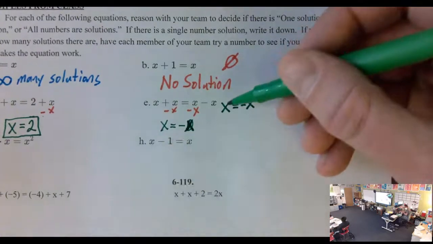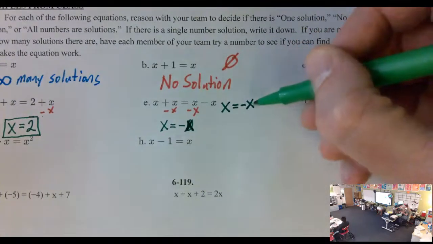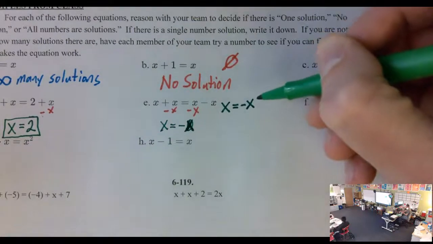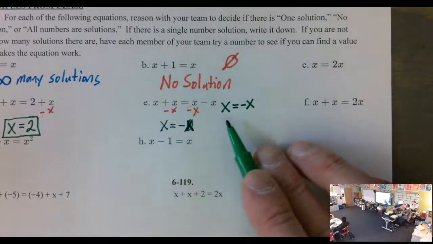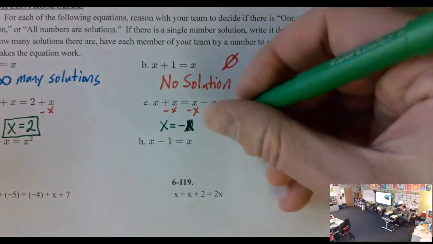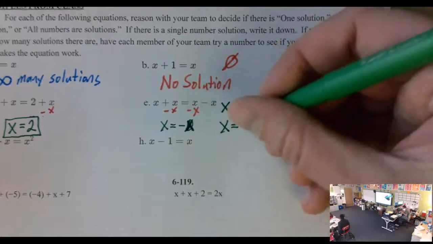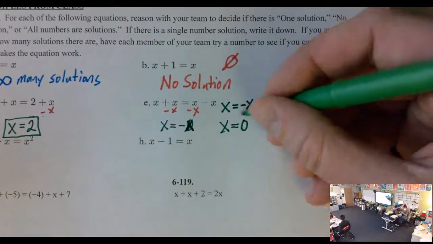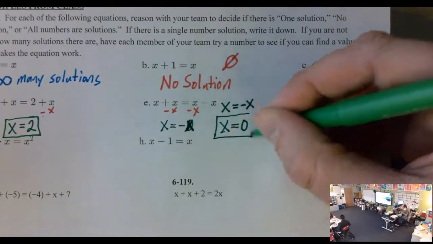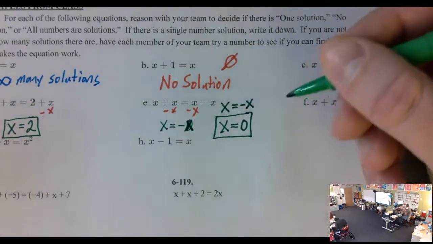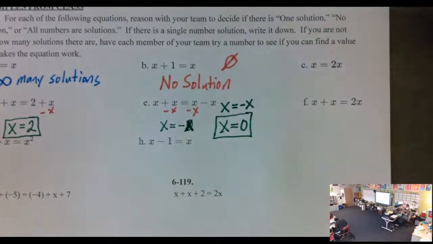When can a number equal the opposite of that number? Only if it's 0. Because what's the opposite of 0? 0. So this can only be true if x equals 0. And that means that there is one solution. There is one. F is not a both sides.